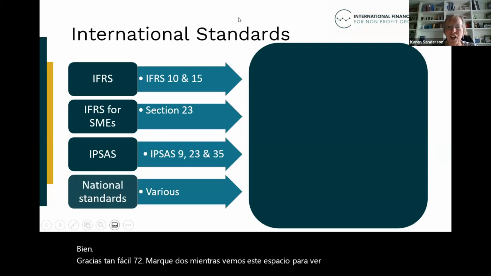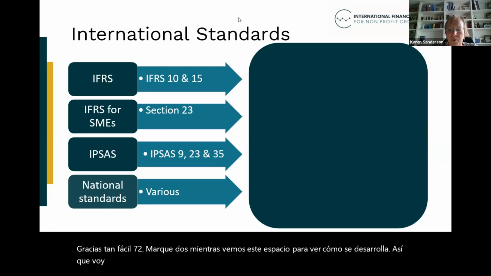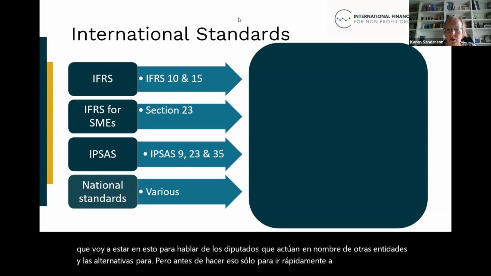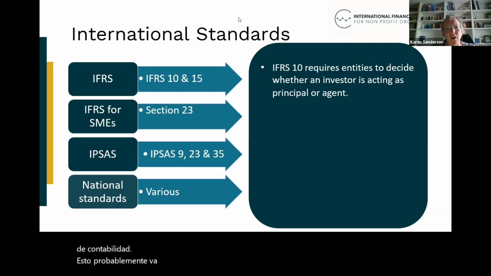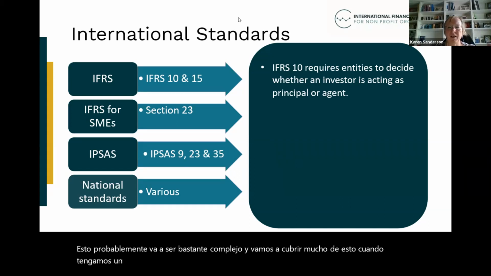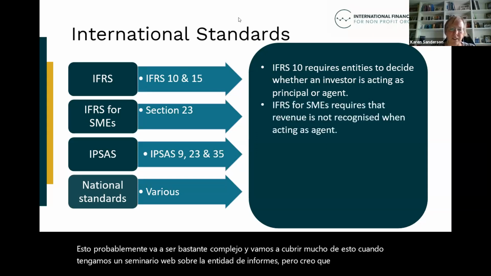So I'm going to move us on to talk about NPOs that act on behalf of other entities and the alternatives for that. But before we do that, just to quickly go through the current international guidance focusing on agency arrangements that is in the accounting standards. This is probably going to be quite complex, and we're going to cover a lot of this when we have a webinar on reporting entity. But I think it was just important to acknowledge and summarize what's already there.